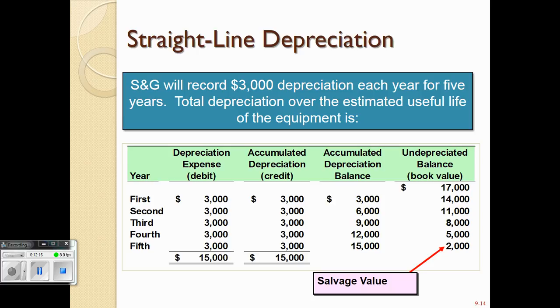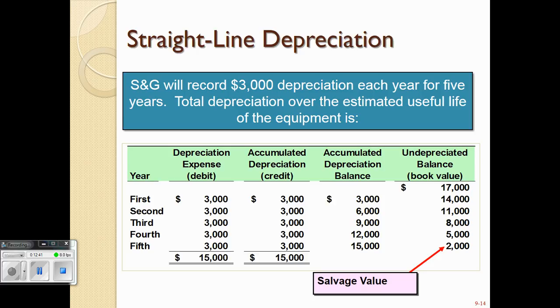And notice what happens to the book value. The book value started at 17. I put it on my balance sheet at 17,000. After the first year, where I've depreciated it for $3,000, what's its book value? Its book value is 14,000. After the second year, when I've depreciated it another $3,000, what's its book value? 11,000. After the third year, we're down to book value of 8,000.